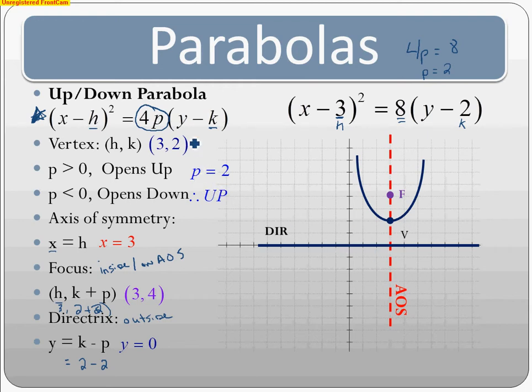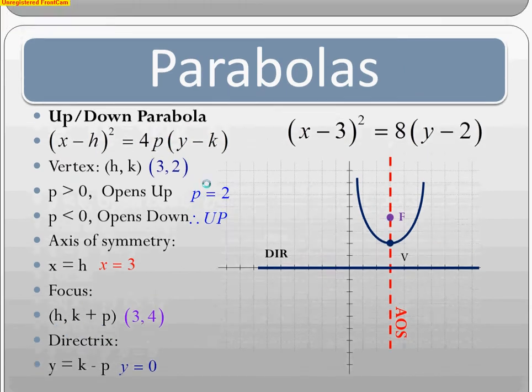Now, one way to check is this p-value. Whatever the absolute value is of that, that's the same distance from the vertex to the focus and from the vertex to the directrix. So if you actually count this, 1, 2, and 1, 2, we have that same distance going to each one of them.